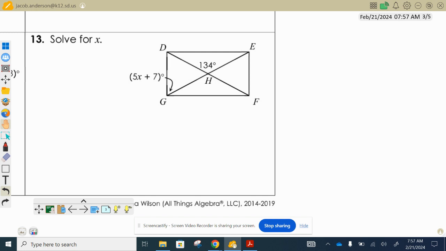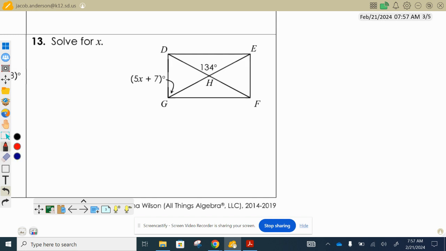Okay, so if you got it figured out, if this is 134, then we know that this is 46 right here. And like we talked about before, and this is the big key of this lesson, I think it would help a lot if we could understand this. These are all isosceles triangles due to it being a rectangle. So this and this are the same, but also this and this are the same.